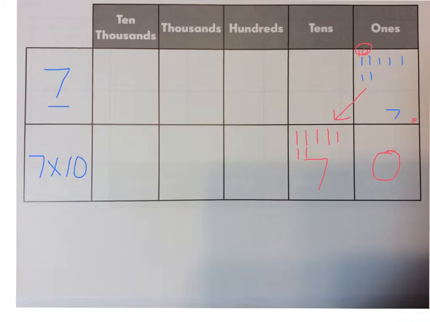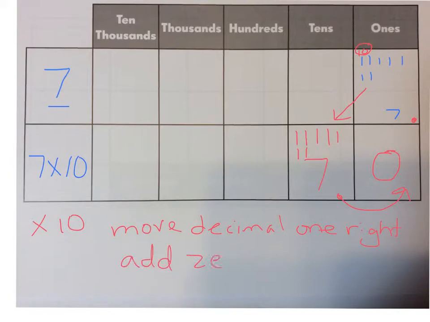If there's a decimal after the 7, then what really happened is the decimal went one place to the right. So to multiply by 10, you really move the decimal one place to the right. And if there's an empty spot, add a 0 if you need to. So the counters, or the digit 7, goes to the left, but the decimal goes to the right.